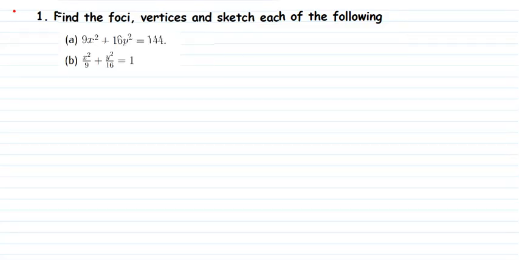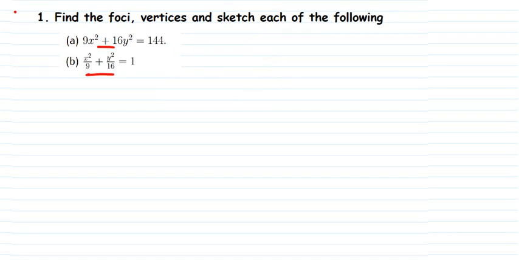Find the foci, vertices and sketch each of the following. One thing that you need to understand each single time is about the equation. First of all, whenever you see additions, if you've not been told the conic section, know that you're dealing with the ellipse. And if it's a minus, know that you're dealing with a hyperbola, right? I hope that's clear.